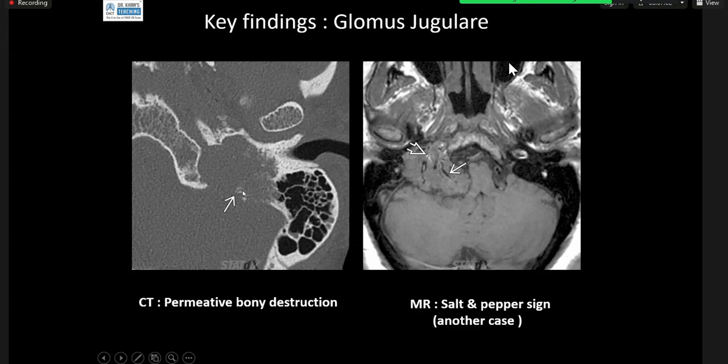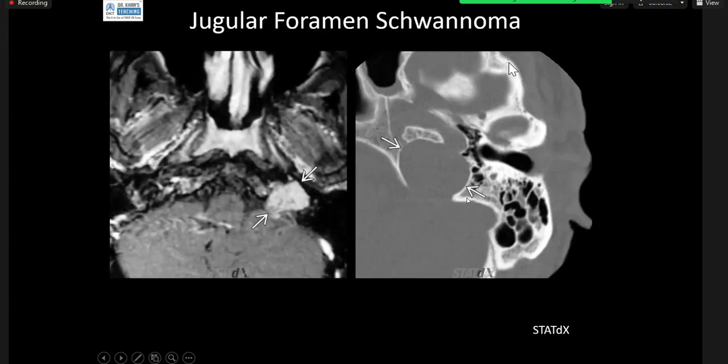This is permeative bony destruction. It is a key sign which will differentiate it from a schwannoma. And the salt and pepper sign. This is a schwannoma, and you can see that it is causing expansion of the jugular foramen. It is causing enhancement, so enhancement will not be very helpful. You remember the two signs on pre-contrast T1: salt and pepper, and permeative bony destruction.